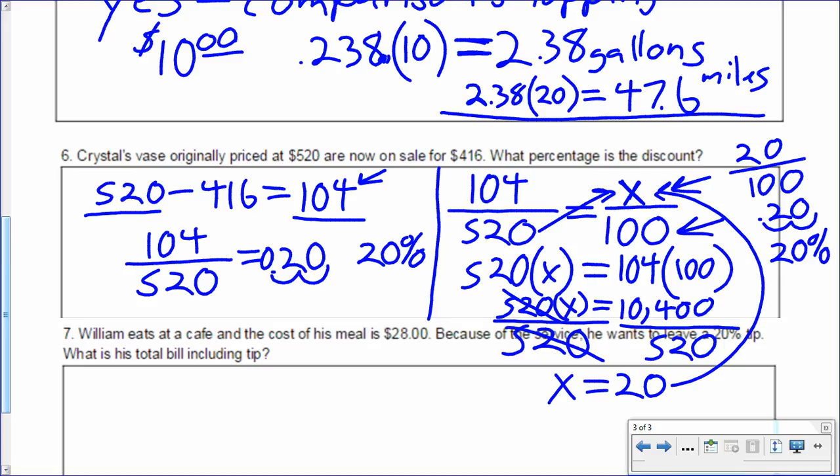So cross multiplication, a little bit more work than we needed to do on that, but I just wanted to show you that it still somewhat works. In this case, you would solve for the x, then that would give you a new ratio of 20 over 100, which you would turn into a percent by way of decimal if you need to. So let's go on to the last one here.